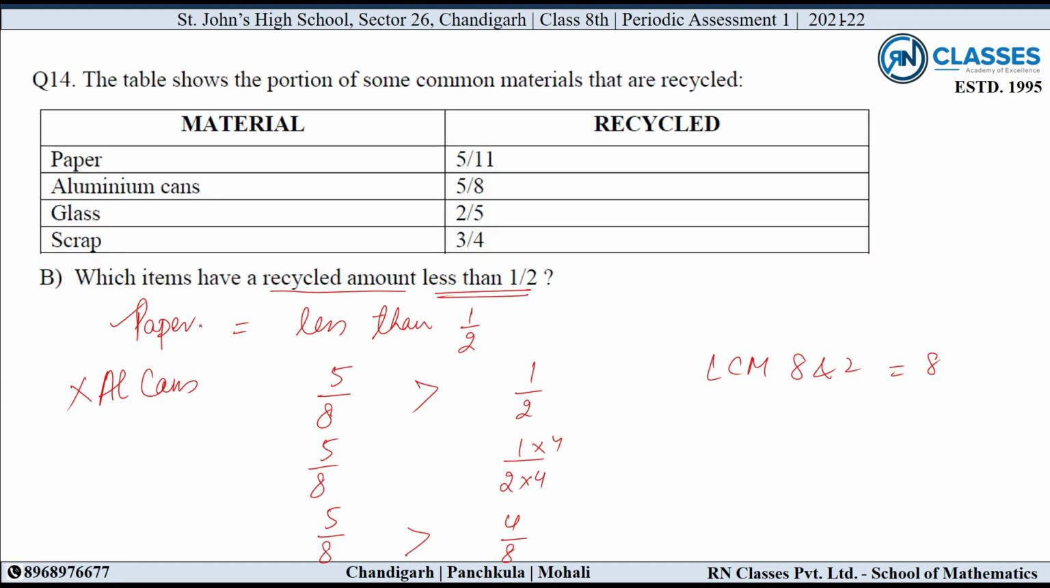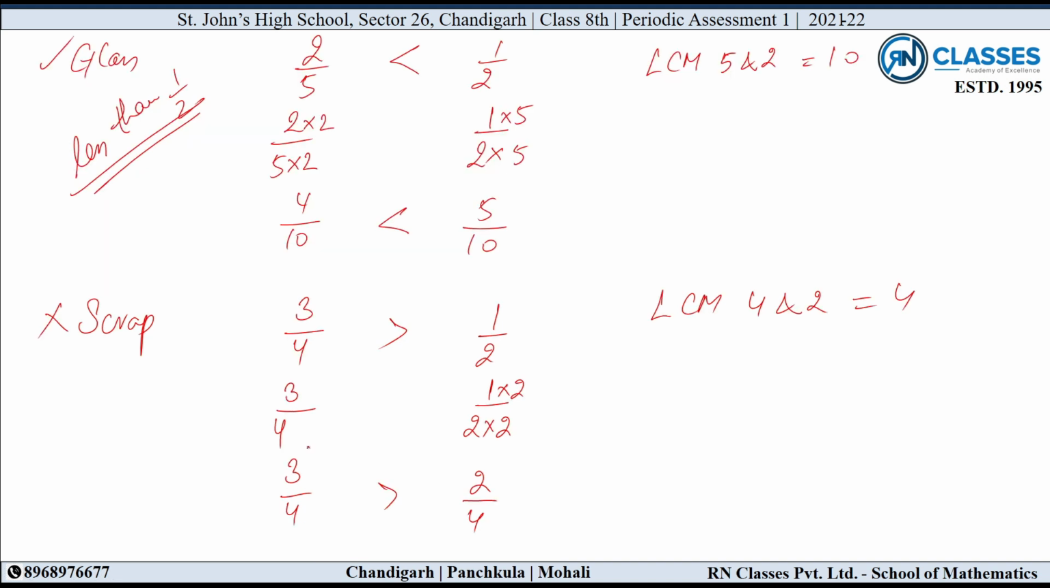Right? So which items have a recycled amount less than half? One is paper and the other one would be glass. Part B is also done.